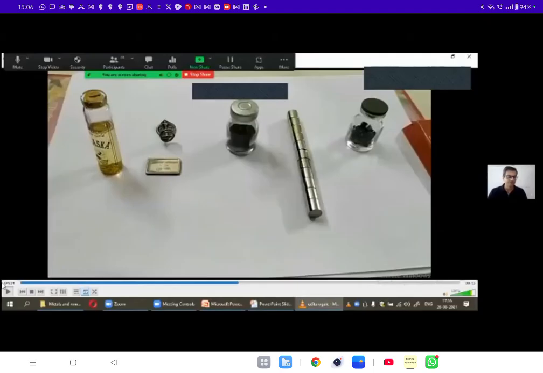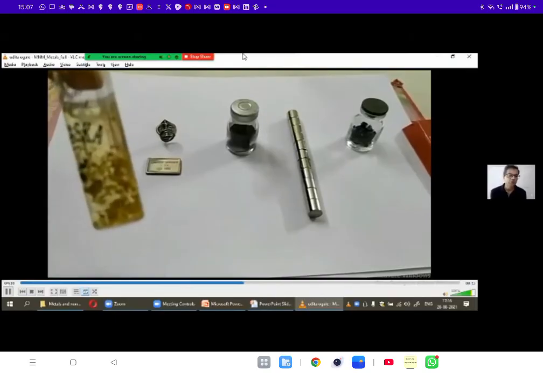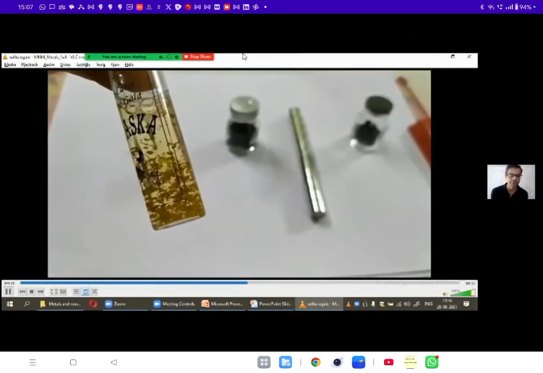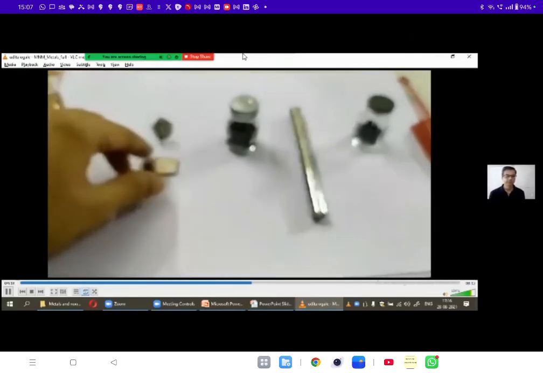Here a few more samples are there. Some more metals. This is gold. That liquid is not gold, okay? The small pieces which are floating, they are gold. This is silver.